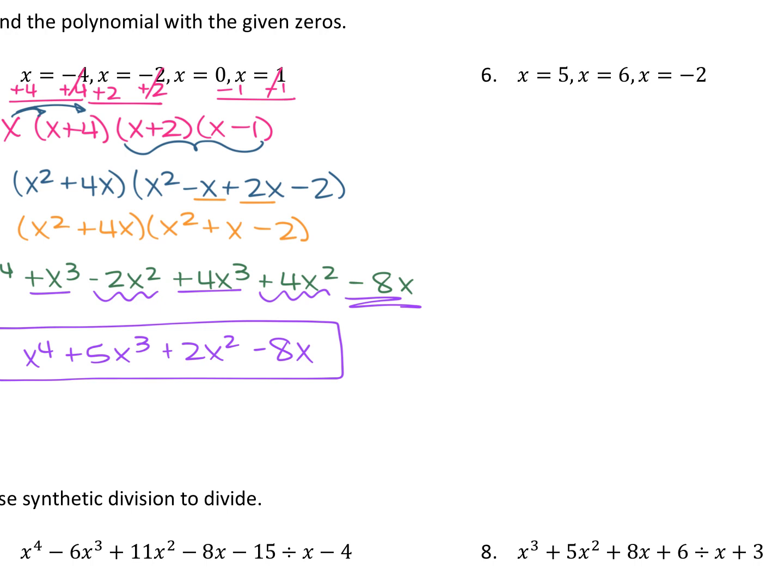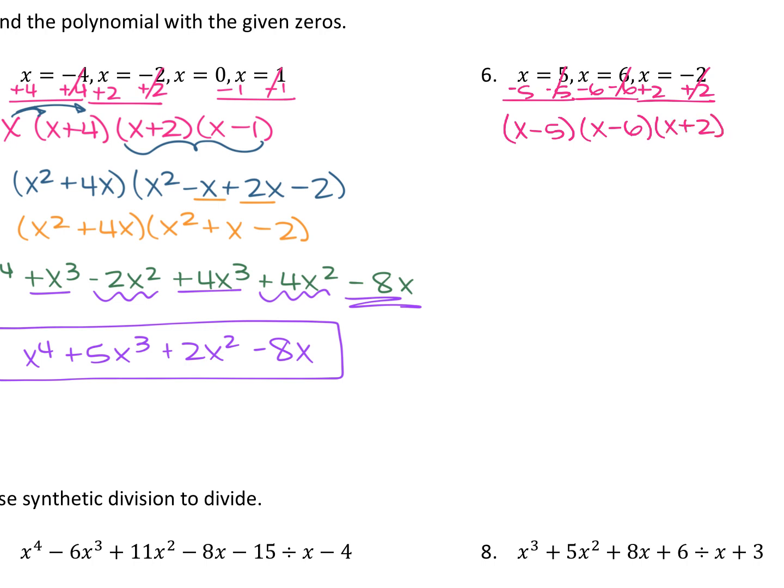For number 6, you have x is equal to 5, x is equal to 6, and x is equal to negative 2. For the 5, we're going to subtract it over. We get x minus 5. For the 6, we subtract it over. We get x minus 6. For the negative 2, we add it over. We get x plus 2.